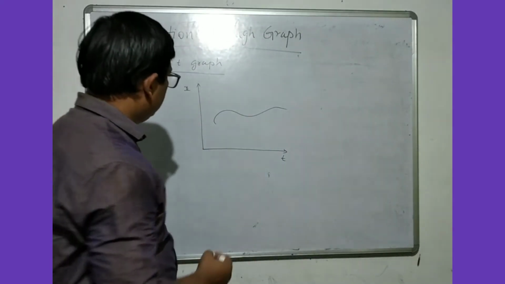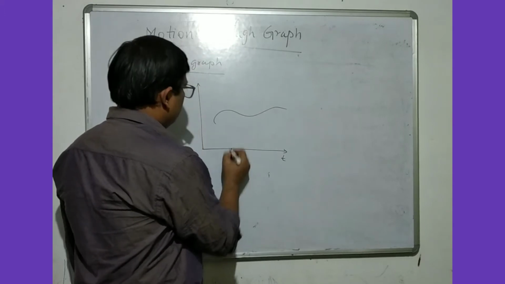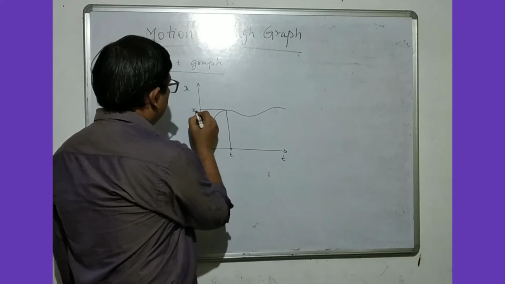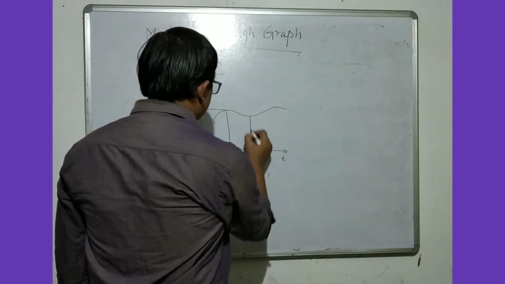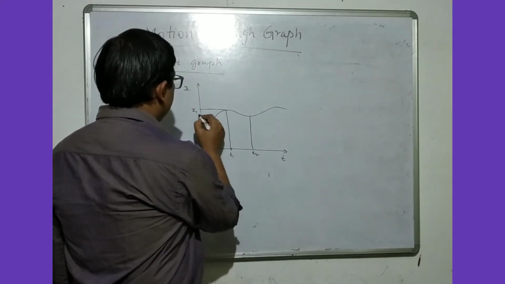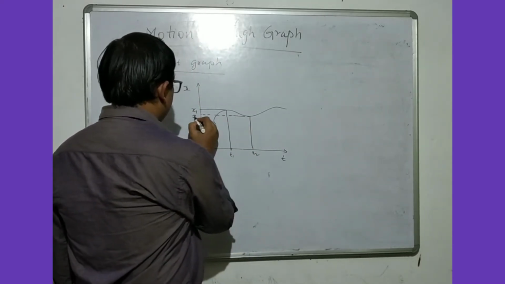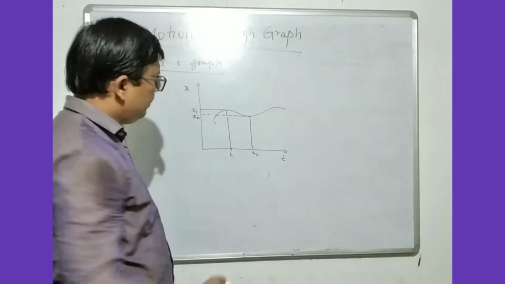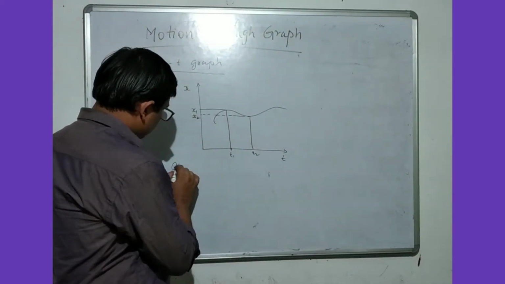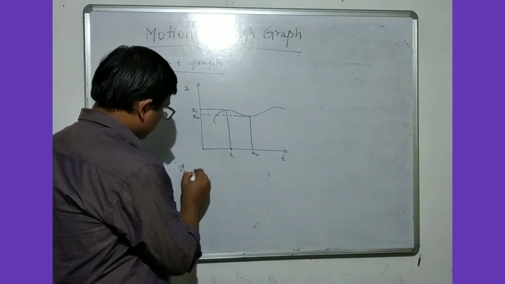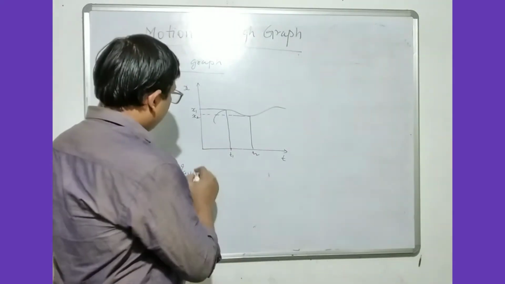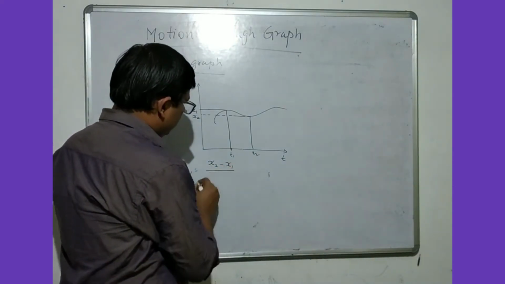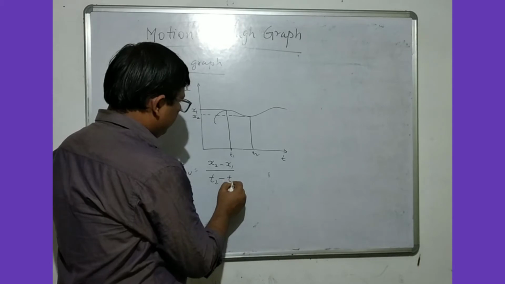At any time t1, the displacement will be x1. At some time t2, the displacement will be x2. Then what will be the average velocity? Average velocity is displacement upon time taken. That means final position minus initial position upon the time taken.